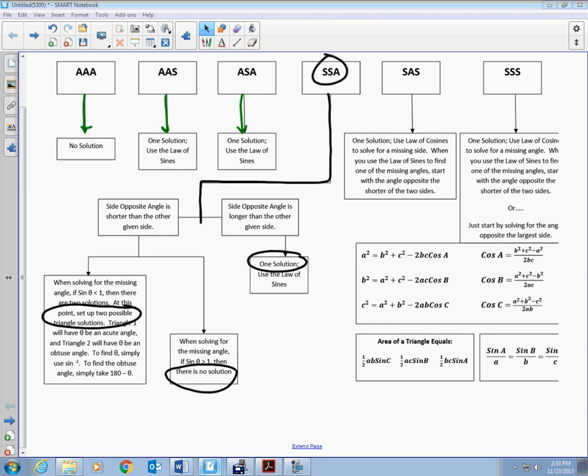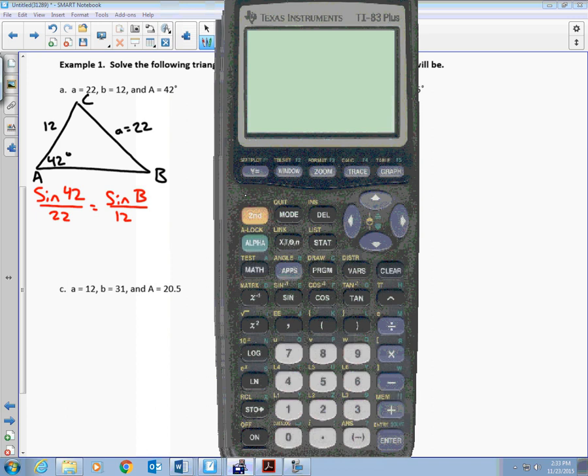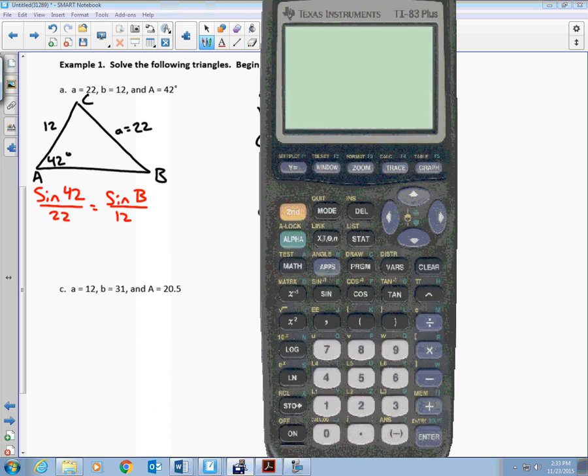So as I look at my picture, the side opposite A, 22, is longer than 12. So I'm confident that I can solve and that there's just one solution. So let's solve. Sine of 42 over 22 equals sine of B over 12. Okay? So what I'm going to do is multiply both sides by 12.